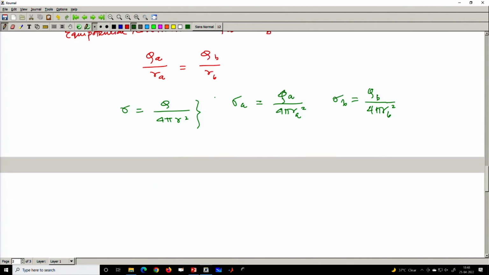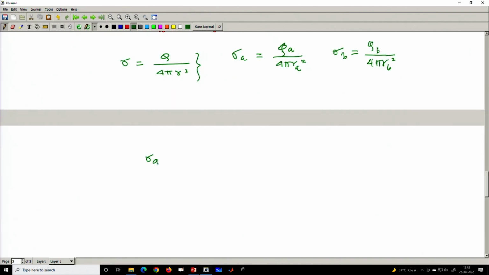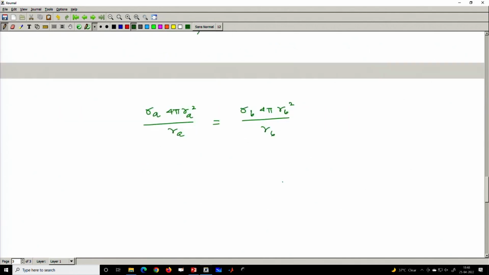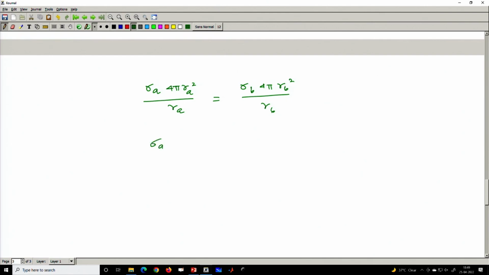If I replace this Q A in the form of sigma, I can simply have sigma A times 4 pi R A square divided by R A is equal to sigma B times 4 pi R B square divided by R B, or in other words sigma A divided by sigma B is simply R B divided by R A. So, from that we can understand that sigma is inversely proportional to r.